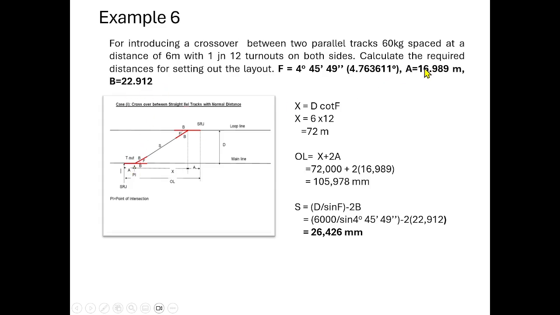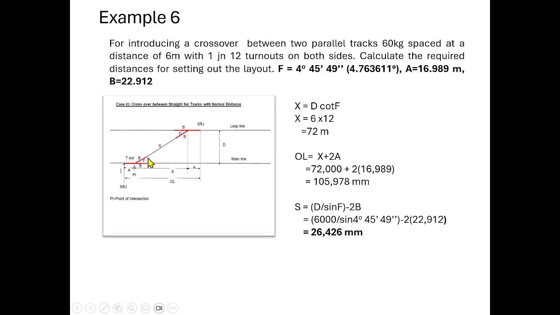The a distance and b distance we are taking from the table. So the x distance we want to find out: x equals d cot f, which is simply the number. We get the distance equal to 72,000. So 72,000 plus 2a, where a is given as 16.989. Multiplying 2 into 16.989 and adding 72,000, you will get 105,978 mm. We are keeping it in mm for better accuracy.